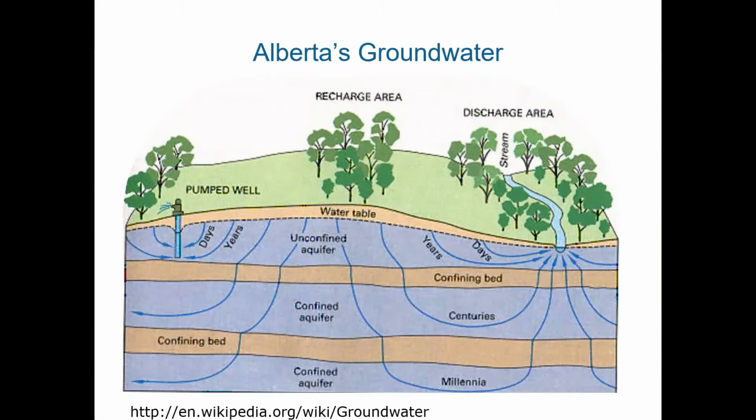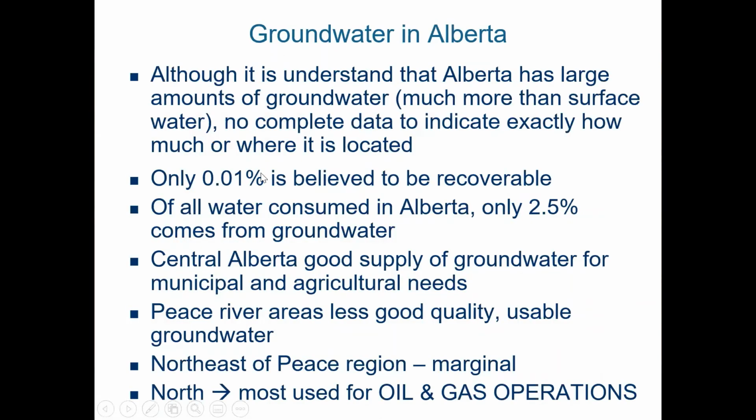I thought I had a number here. Let me just see. There's a number here, a few numbers actually. So you can see out of all our consumed water, it's a very small percentage. Why? Because we have lots of rivers. So when we're getting water, it's easy to get out of rivers and lakes. Much harder to access groundwater. You can see that other number there, 0.01% of our groundwater is apparently believed to be recoverable or accessible, right?